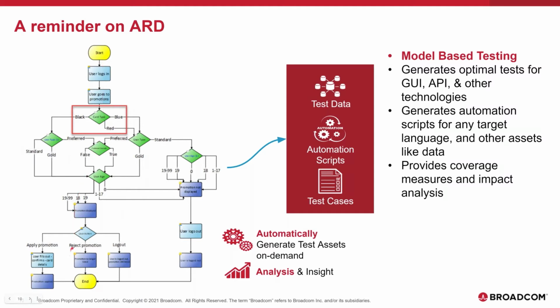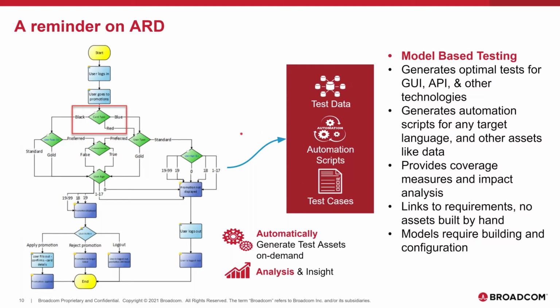And so it's very, very simple to measure what combinations of things have we covered and what have we not covered, right? We can also make it easy to link to requirement. We can also automatically generate all of these assets, but also things like requirement traceability matrices and things like that. But the thing is, models require building, and they require a bit of thinking.